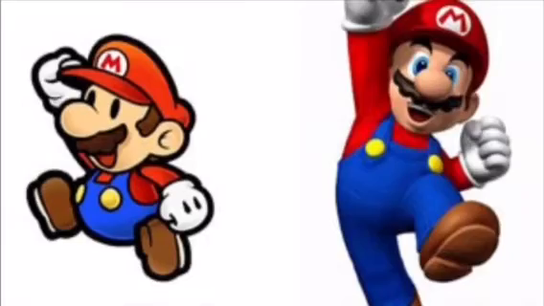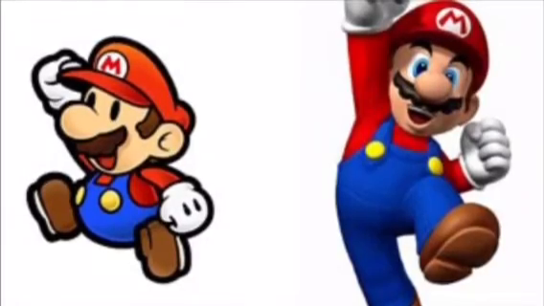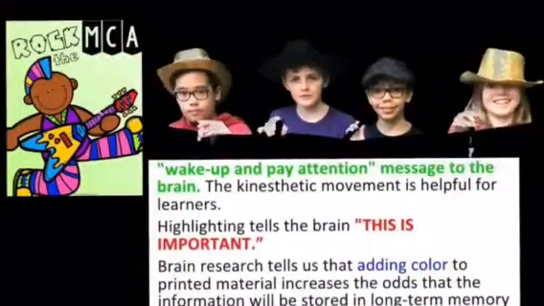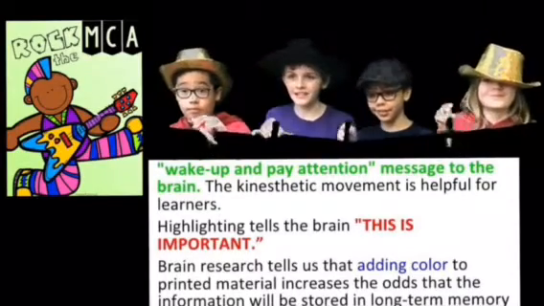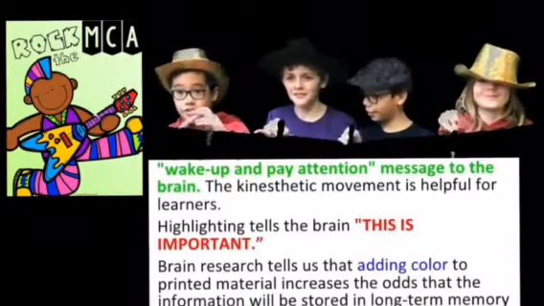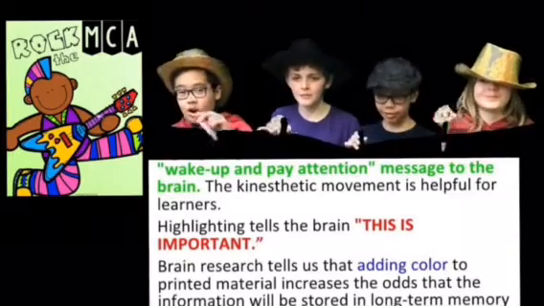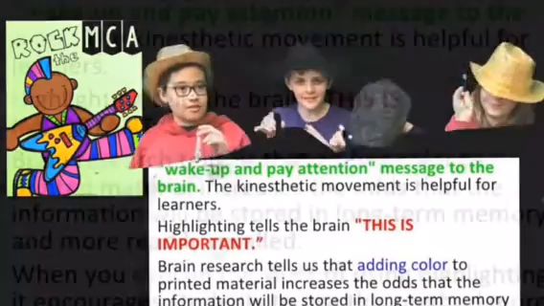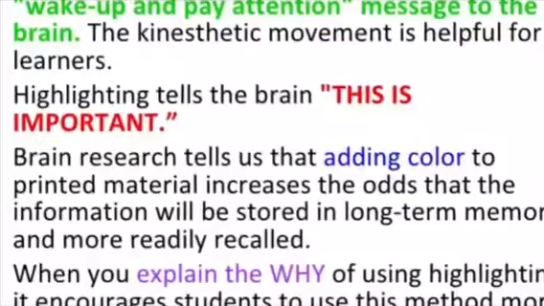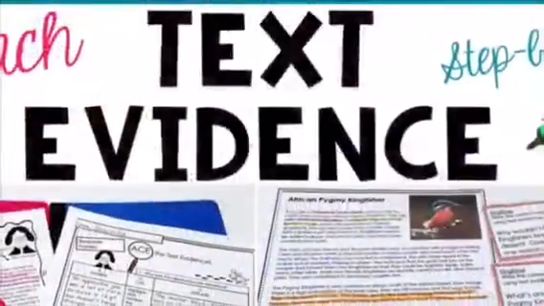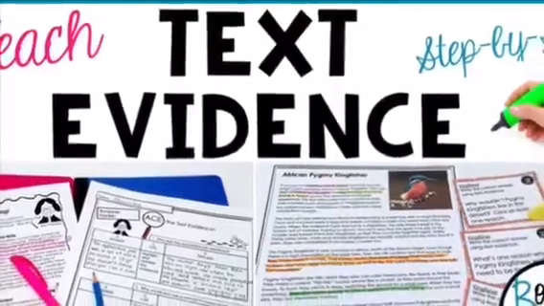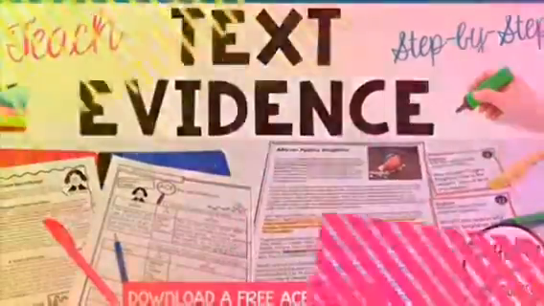2D shapes are flat. 3D shapes have the extra dimension of depth. Find the evidence in the text. That means to go back and read the passage again. When you get to the part you are looking for, use the highlight tool to mark the important words. Highlighting tells the brain this is important. Highlighting helps you find the evidence in the text.